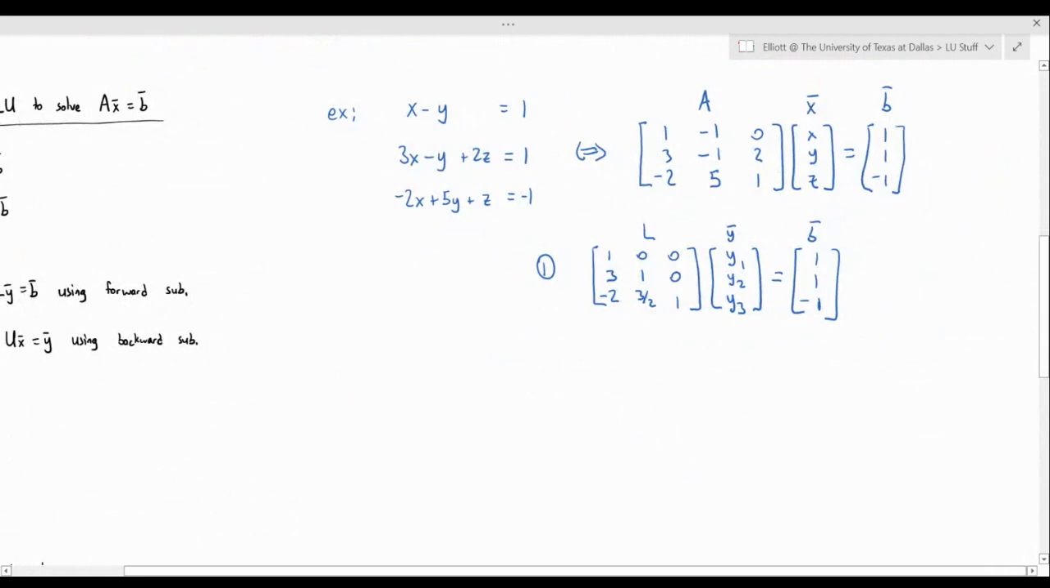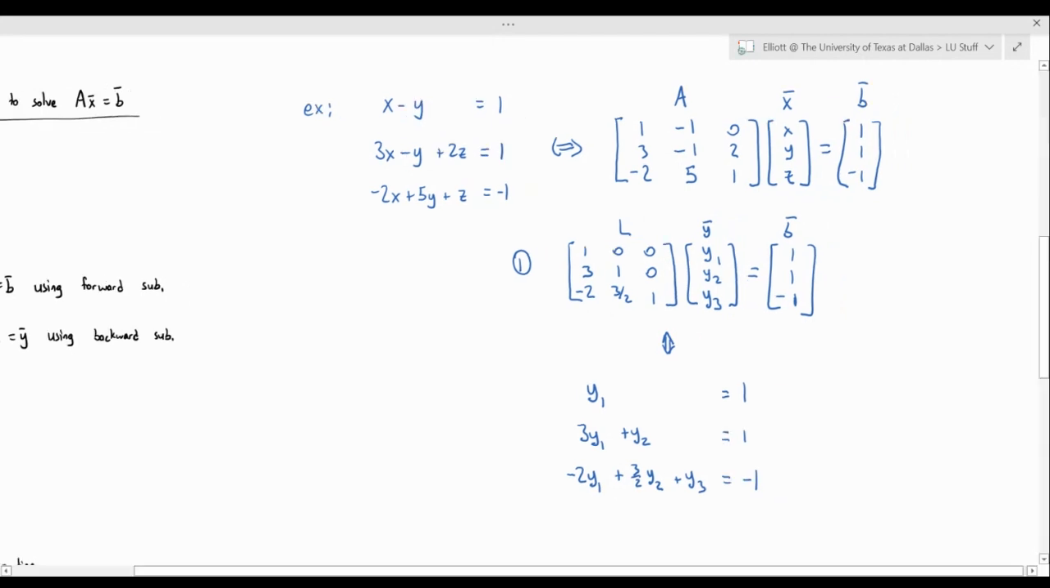And because L is a lower triangular matrix, if we convert this into a system of equations, the first row gives us the equation 1 y1 plus 0 y2 plus 0 y3 equals 1. The second row gives us 3 y1 plus 1 y2 plus 0 y3 is 1, and the third row is negative 2 y1 plus 3 halves y2 plus y3 equals negative 1. Because L was lower triangular, you can solve this system using forward substitution.